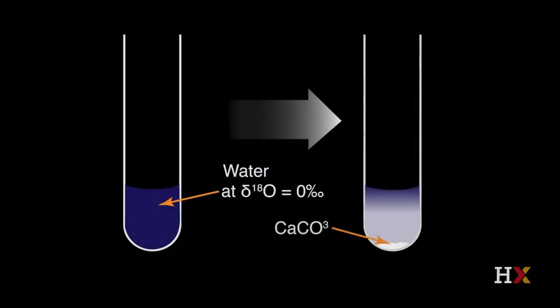As I talked about before, there's a preference in all chemical bonds for the heavier isotope. In general, stronger bonds have a stronger preference for the heavier isotope than weaker bonds. And that's the same here with calcium carbonate and water. The carbon-oxygen bond in the calcium carbonate is a lot stronger than the hydrogen-oxygen bond in water. And so as a result, in equilibrium, when you precipitate calcium carbonate at room temperature, the calcium carbonate has a higher amount of oxygen 18 by about 3%, or 30 per mil, parts per thousand, relative to water.